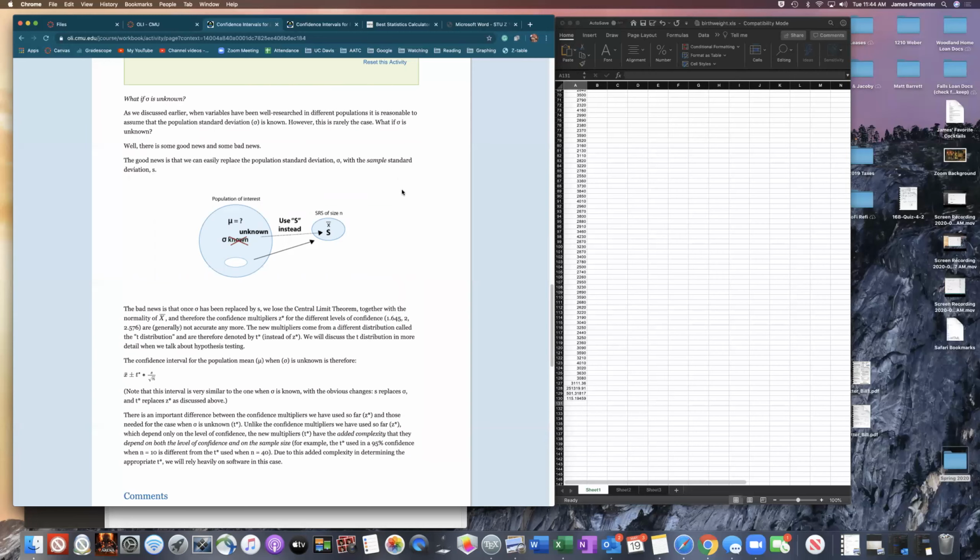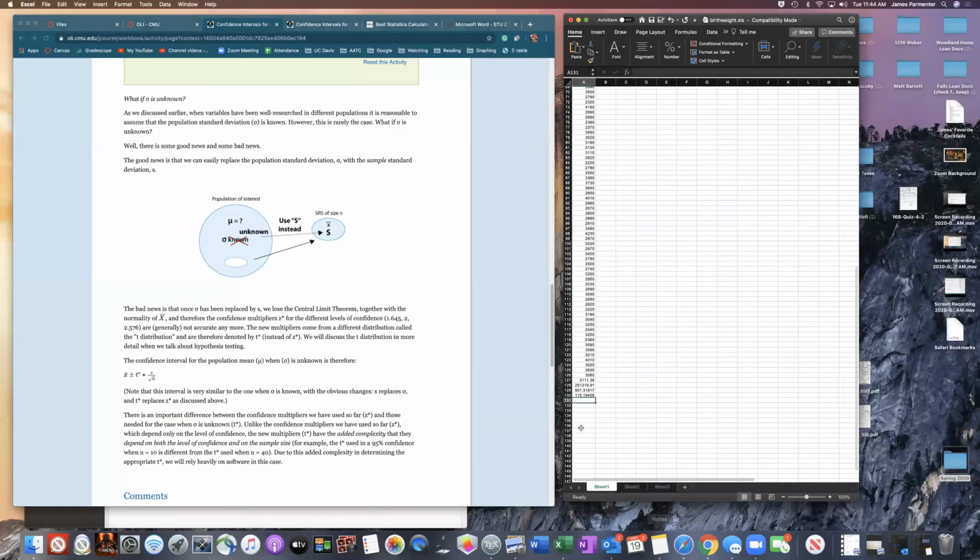So in fact, that was what I was starting to do with all this data over here, right? I was going to use this 501 before I realized that they actually told us that the population standard deviation was 500. So usually you can just sub in the sample standard deviation for the population one and you're fine.